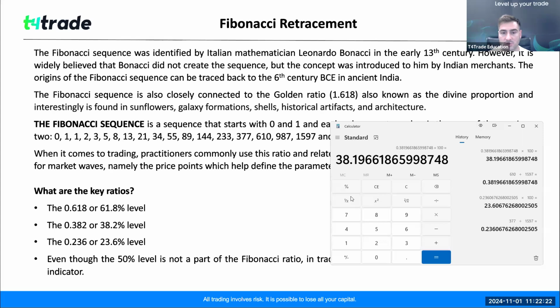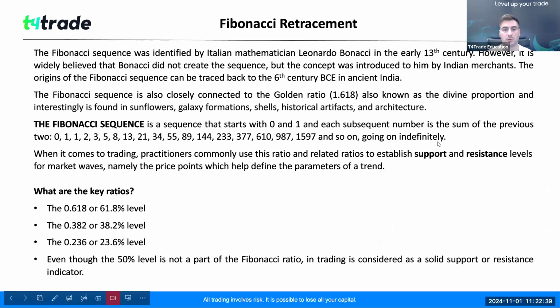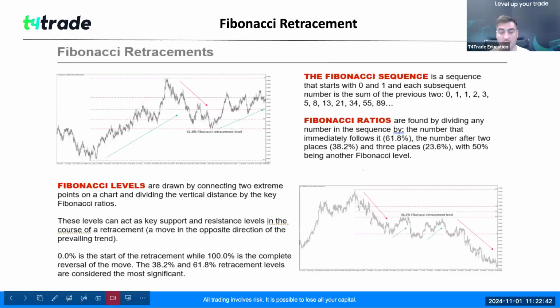Okay, so let's do the final one. 987, divide that by 1,597. You get the 61.8. Okay, that's how you get the ratios. So this is how these ratios are calculated, and the whole importance comes from the Fibonacci sequence, hence the Fibonacci retracement as a tool. That's how the ratios are calculated. We're going to talk about how you use them.